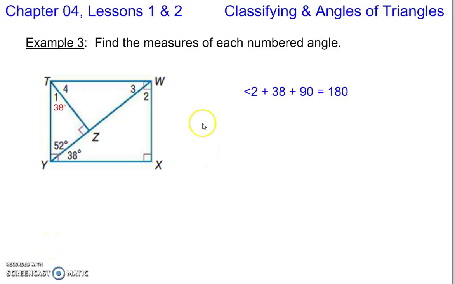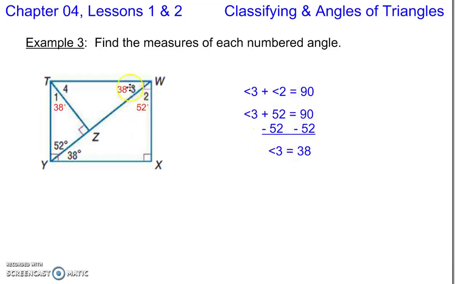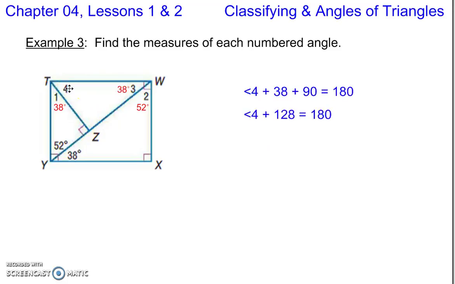Alright, hopefully you paused it and you're back now. We have measure 2. We know these two, and that gives us 52. Once we've combined, now we know that these add up to 90 degrees, 2 and 3. So 52 subtracted from 90 gives us 38 for this measure. We know that this measure down here is 90, 38, and so for 4 we subtract those from 180.